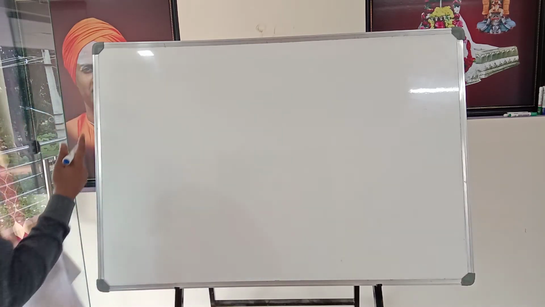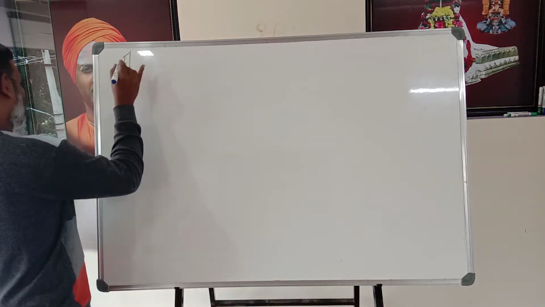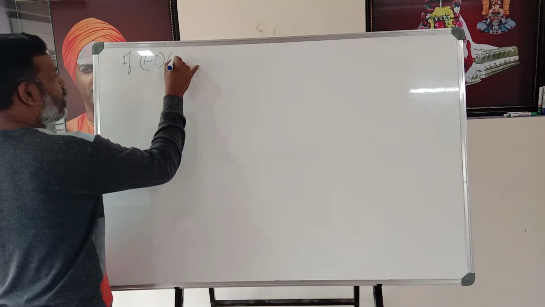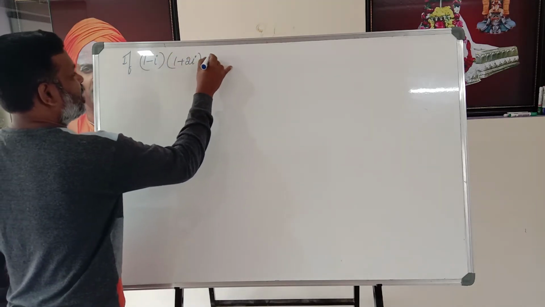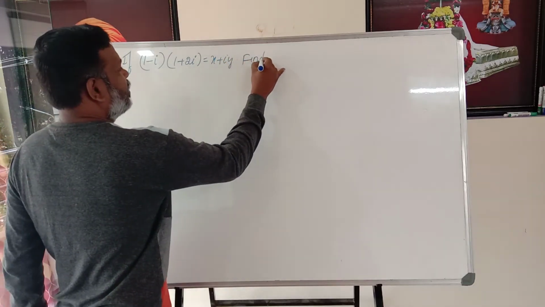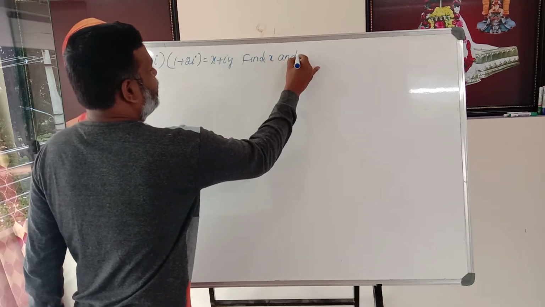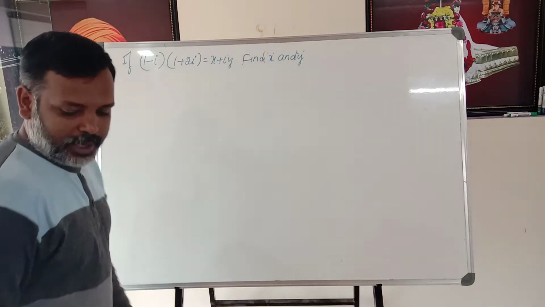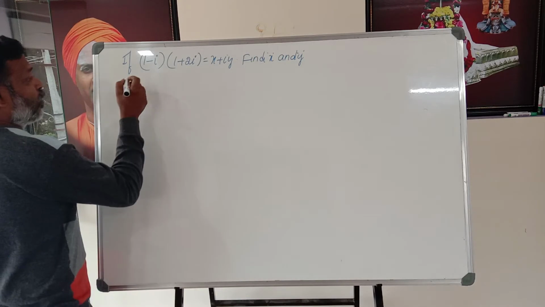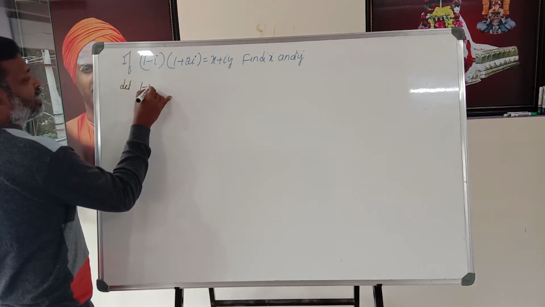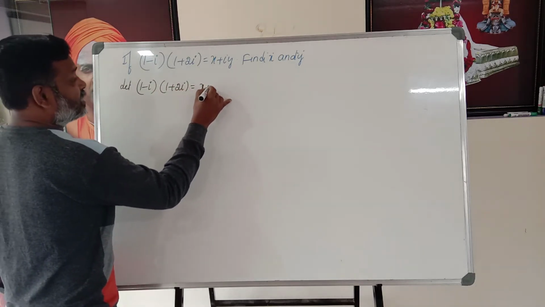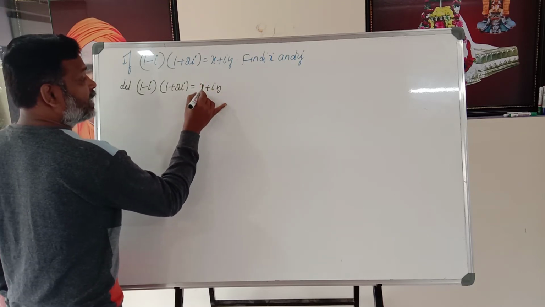Okay, look at the question. If (1 minus i) into (1 plus 2i) is equal to x plus iy, find x and y. We need to find x and y. They are given that when (1 minus i) into (1 plus 2i) is equal to x plus iy, we need to find the value of x and y.